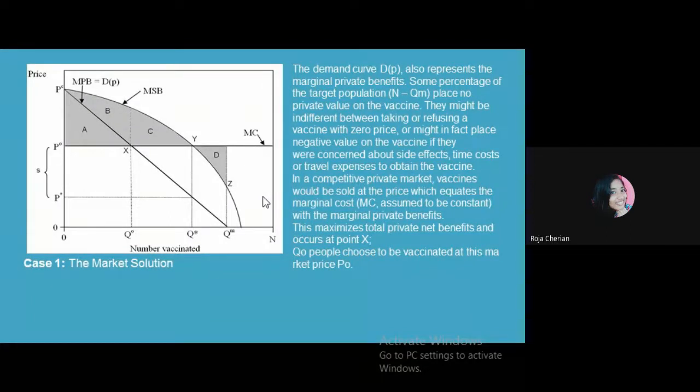We know that marginal social benefit forms when it includes all the benefits of the vaccination. So in this figure, marginal cost and the marginal social benefit intersect at point Y. It is defined as the economically efficient solution from the society standpoint.